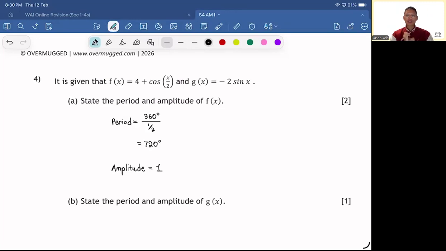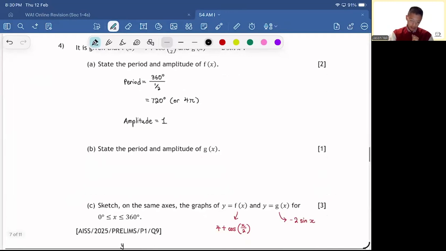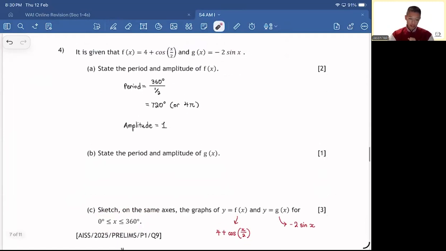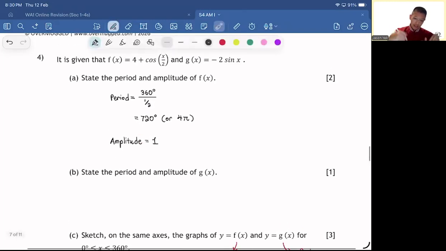Okay, I might have another question coming. Sure, can I write 4 pi? Can, no problem. You want to write 4 pi? Possible. Okay, but why do I want to use pi or degrees? Part C prompts me to write degrees. So I write in degrees. But if I write radian, no fault. Okay? Now, for B, sine, no change.